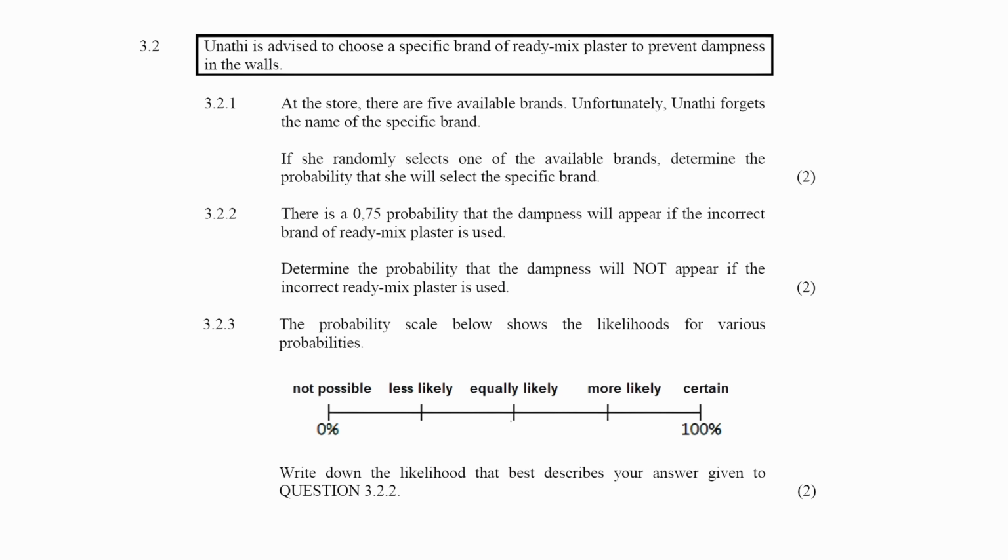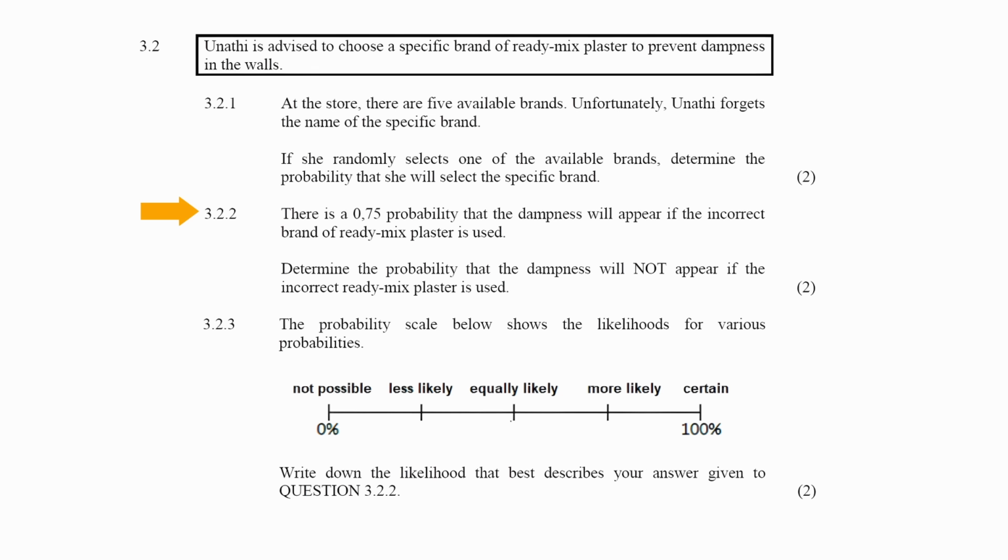Question 3.2 consists of 3 probability questions. It is stated that Unathi is advised to choose a specific brand of ready-mix plaster to prevent dampness in the walls. In question 321, it is stated that at the store there are 5 available brands. Unfortunately, Unathi forgets the name of the specific brand. If she randomly selects one of the available brands, you have to determine the probability that she will select the specific brand. The probability that you will select the specific brand is 1 brand over 5 possible brands. This equals 0,2 or 20%.